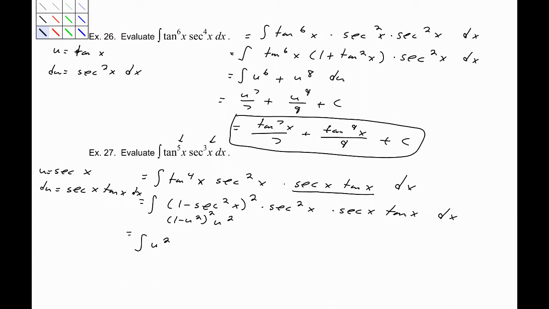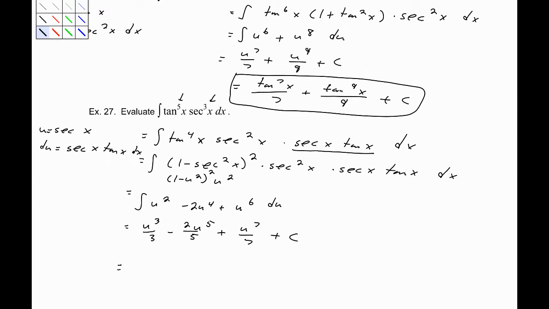That's going to be 1 minus 2u squared, so minus 2u to the 4th, plus u to the 6th, du. So we have u cubed over 3 minus 2/5 u to the 5th, plus u to the 7th over 7, plus c.